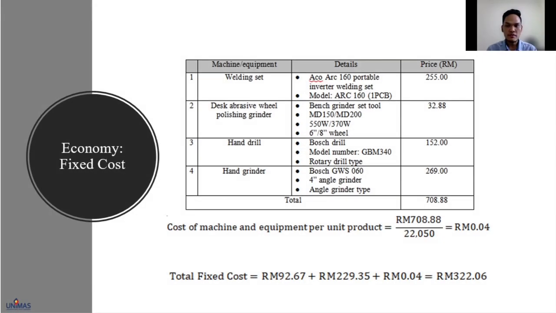The total cost for machine and equipment is 708 ringgit and 88 cents, but we assume that the machine and equipment last for 7 years. In 7 years, we are able to produce 22,050 units of harvester. Therefore, the cost of machine and equipment per unit product is 4 cents. The total fixed cost is 322 ringgit and 6 cents.